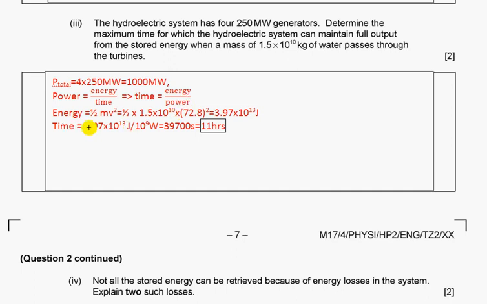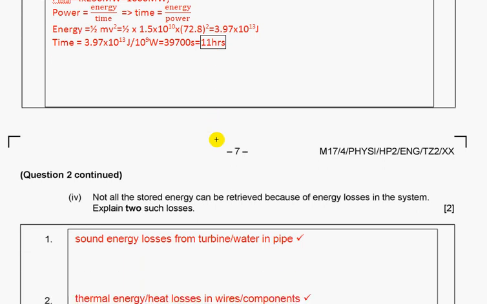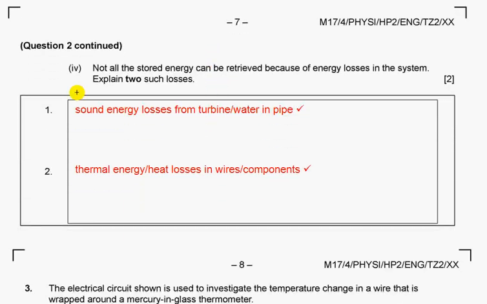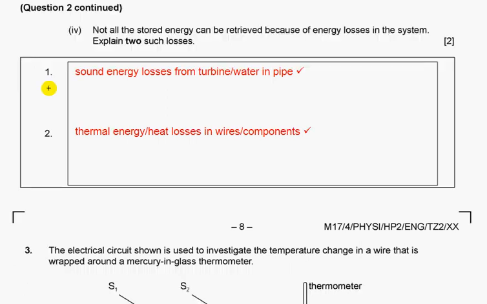Energy will be the energy of moving water, and we know the speed of the water and we know the mass, so we can find this energy. So as a result, we find the time in seconds. We divide by 3600 and get the time in hours, 11 hours, to 2 significant figures. Not all stored energy can be retrieved because of energy losses in the system. Explain 2 such losses. Of course, sound and thermal. Sound in turbines and thermal in wires and components.